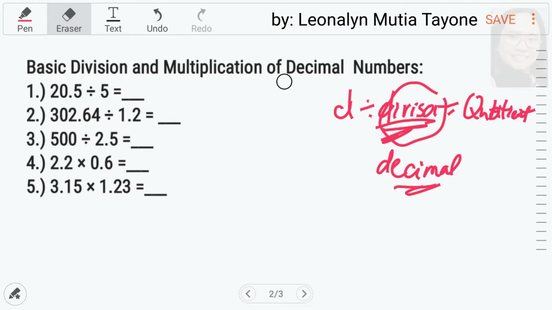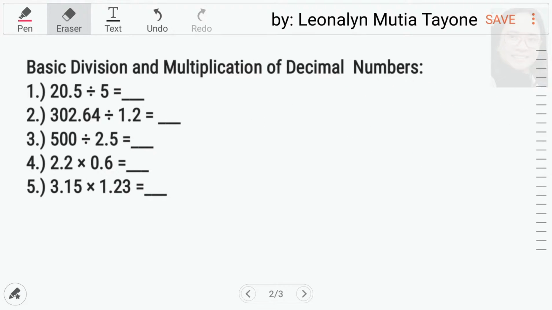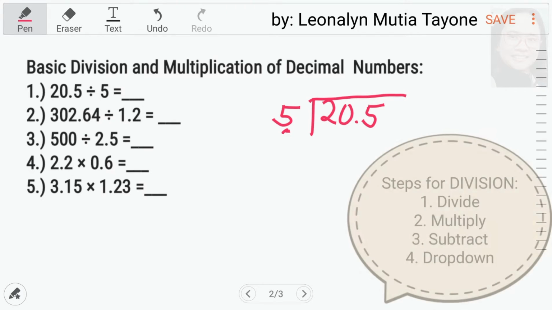Let's do number 1 first. 20.5 divided by 5. Our divisor is a whole number, so we don't have a problem here because our divisor is already a whole number. We will just proceed with our steps of division.